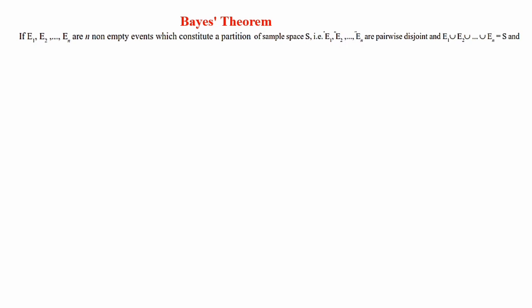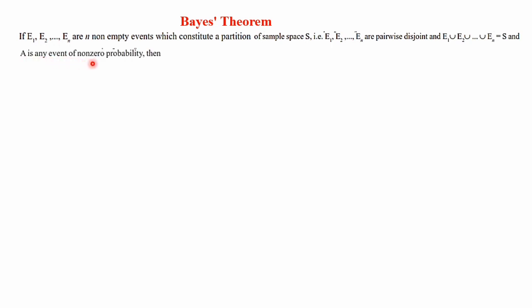And when you take the union E1 union E2 union, etc., union En, it should be the sample space. You should get the sample space. And one more thing we have learned in the partition of sample space: these E1, E2, etc. should have a non-zero probability, greater than 0.